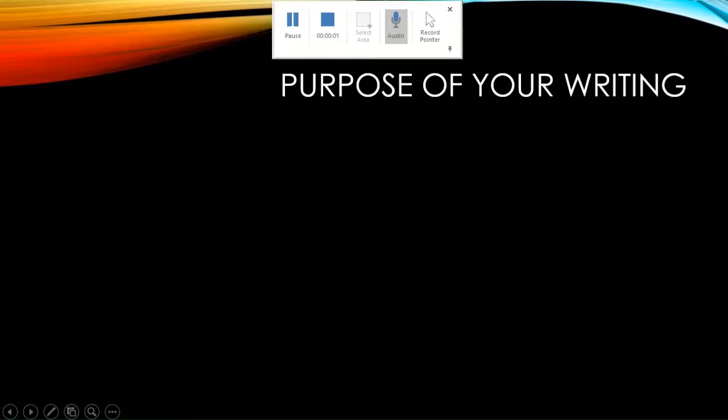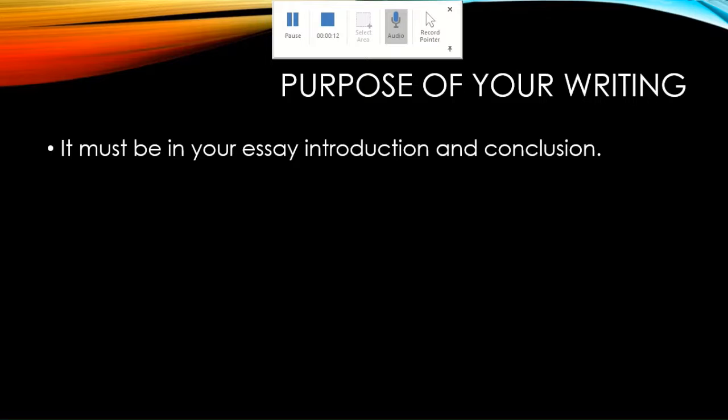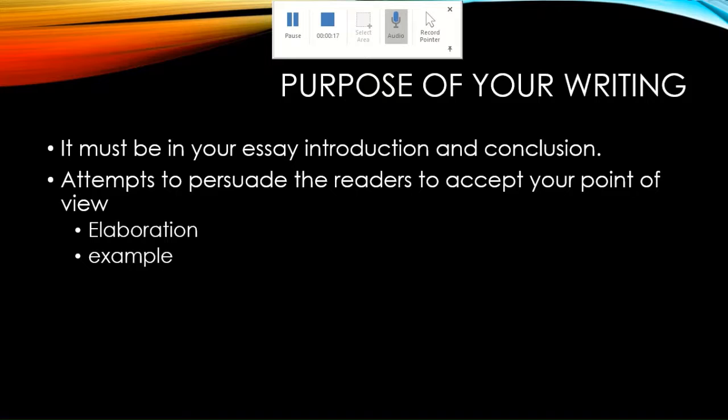Now, let's talk more about the purpose of the writing, as it will affect the marks for the communicative achievement. First, the purpose must be in the introduction and conclusion. It must be clear and easy to understand. Second, there must be an attempt to persuade the readers to accept our point of view. How do you do so? By elaborating and giving examples. The more convincing our essay is to the readers, the better the marks for the communicative achievement.